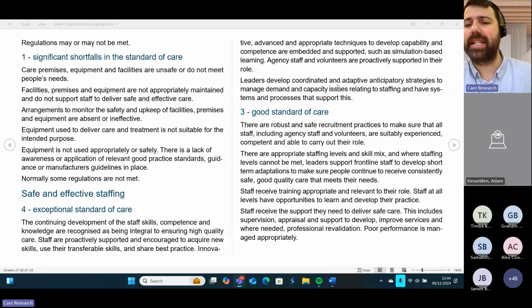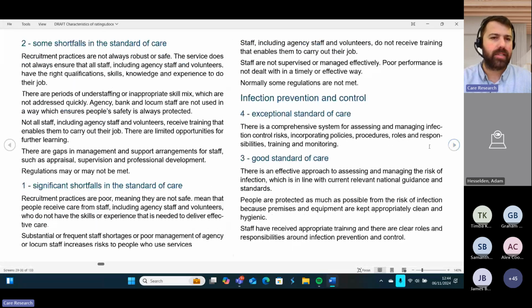Leaders develop coordinated and adaptive anticipatory strategies to manage demand and capacity issues relating to staffing and have systems and processes that support this. Then we go into good. I'm not going to read it all out, but you get the idea. There is a description of what they are looking for. If we go to the next page, we can see what RI is, the shortfalls.